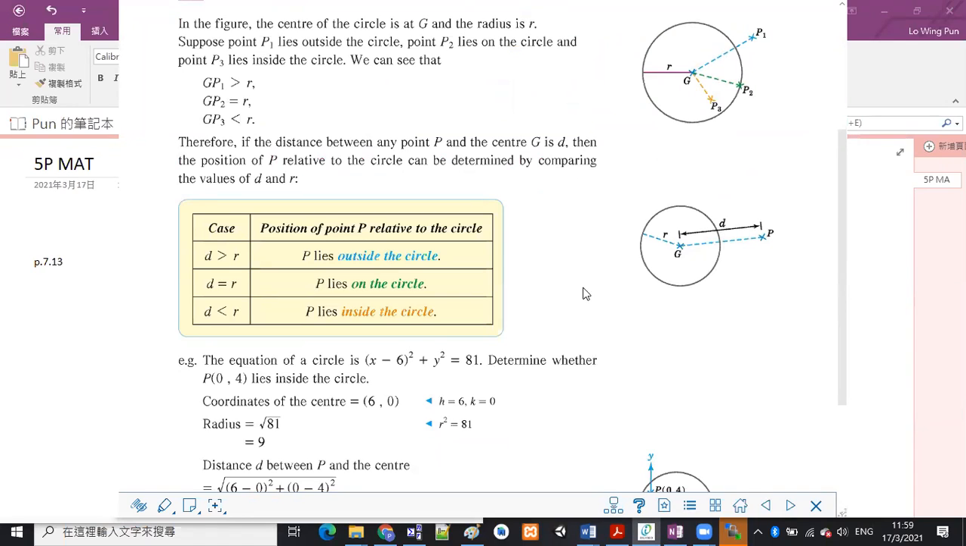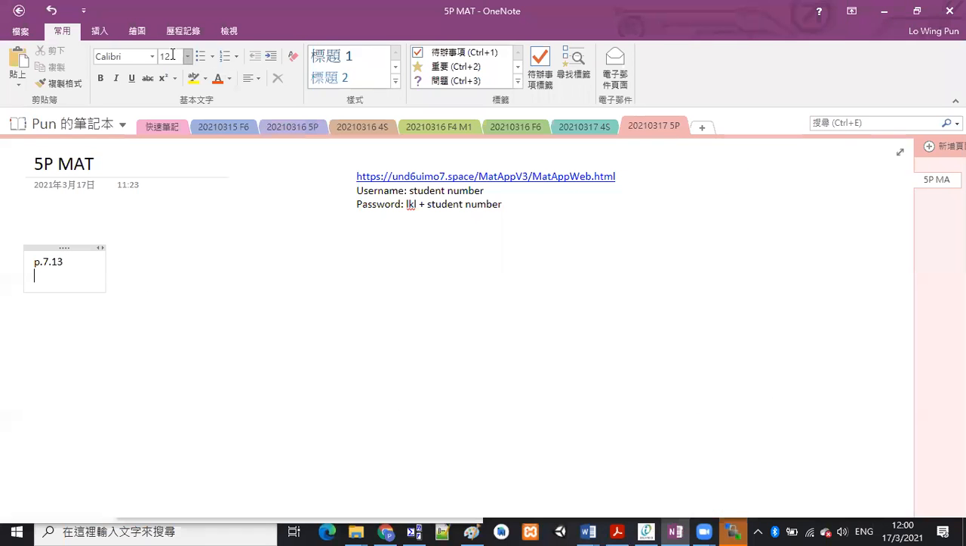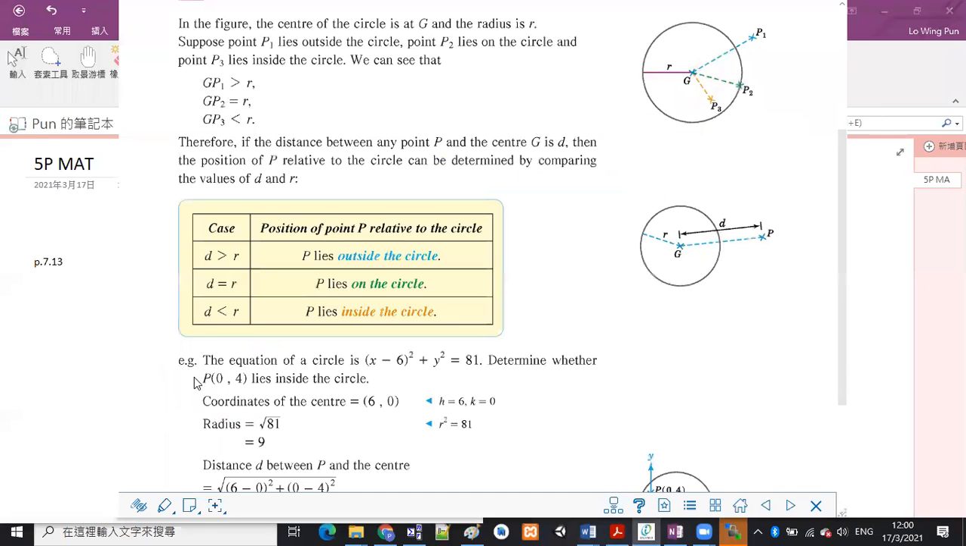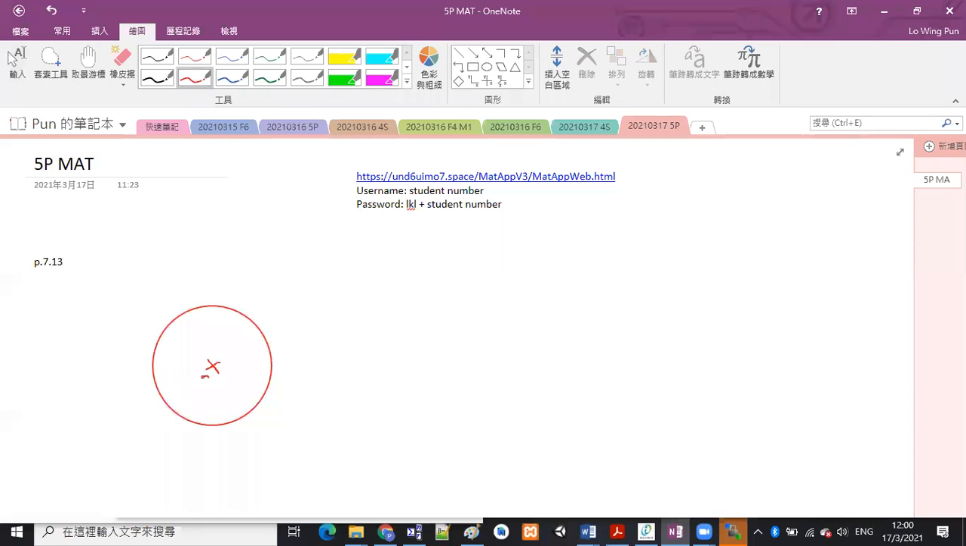7.13. Okay. We are going to determine... We are still considering circles in an XY coordinate plane, right? For example, there is a circle here, and we know the center of the circle. We can actually find the center of the circle. Let me call the center G. Okay, point G.